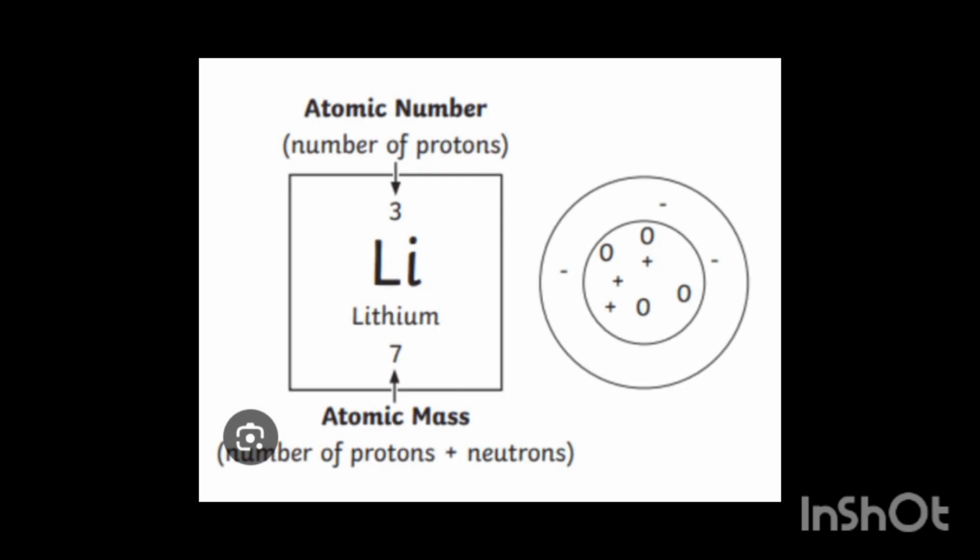Here we have lithium, Li. In the upper value they give you the number of protons, which is 3, its atomic number. In the lower value they have given you 7, which is the atomic mass, the number of protons plus neutrons. You can also write the atomic mass first and the atomic number downwards, which is also fine.